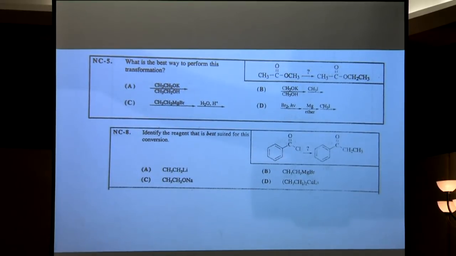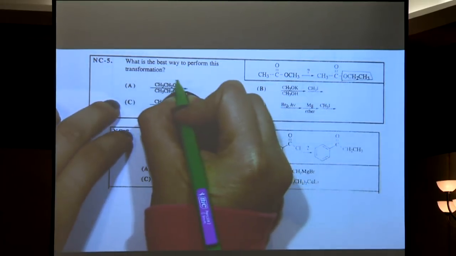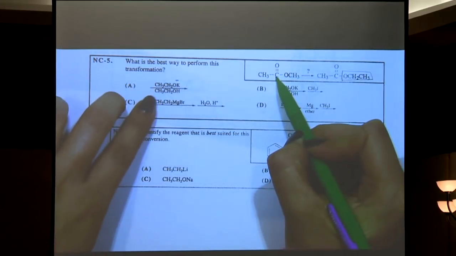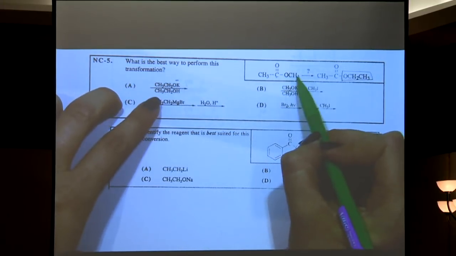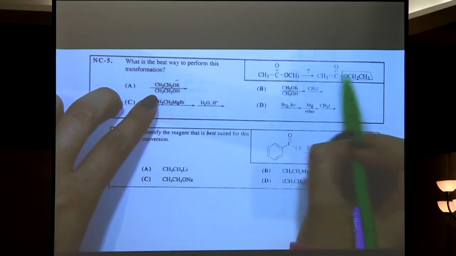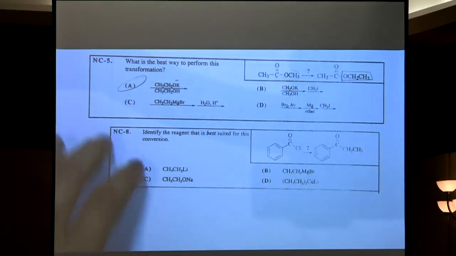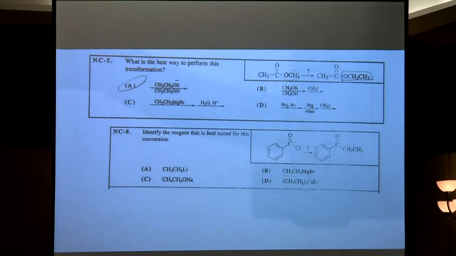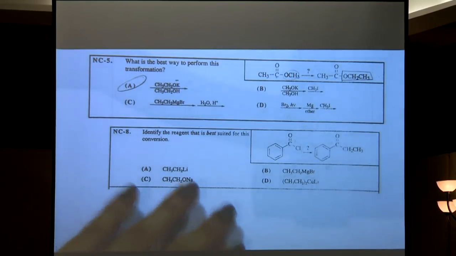Okay, so what is the best way to perform this transformation? We're basically adding this group right here. So if we look at A, this is going to be negatively charged. This can go ahead and attack the carbonyl carbon. When it resonates back down, this group can leave, replacing this for that. So it's A. Let me just check how many questions we have left.